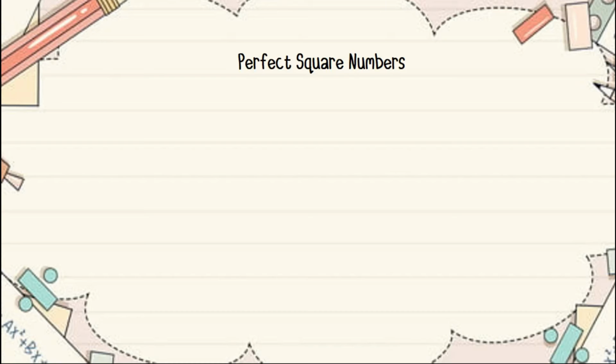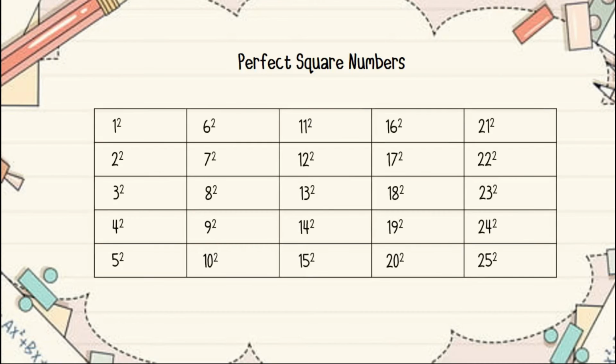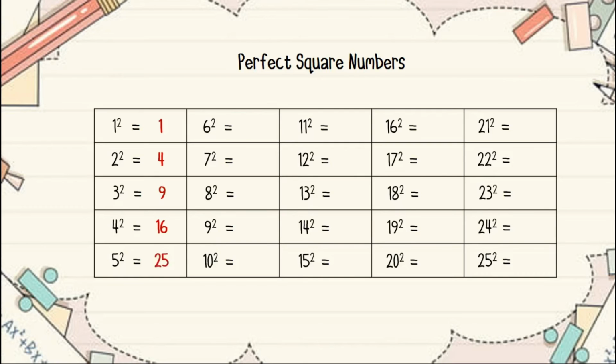Okay, so let's talk about perfect square numbers. So I have here a table. Let's get the square of the numbers 1 up to 25. So we have the square of 1, which is 1. 2 squared is 4. 3 squared is 9. 4 squared is 16. 5 squared is equal to 25. 6 squared is 36. 7 squared is equal to 49. 8 squared is 64. 9 squared is equal to 81.